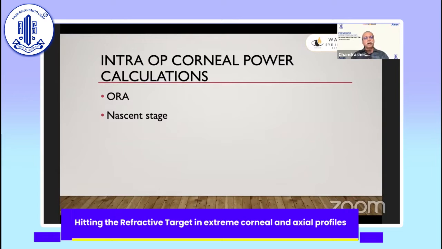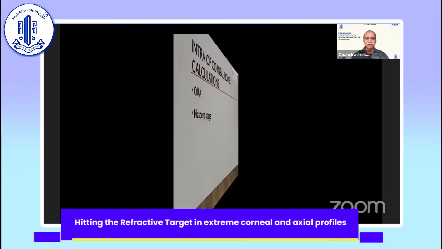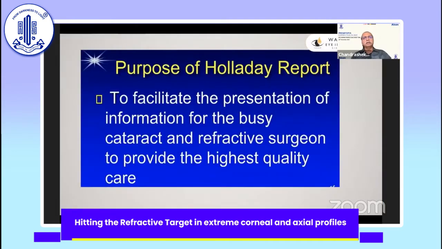Then there is intraoperative corneal power calculation with ORA. Let us skip this because I feel that it is in the nascent stage. Now, EKR or the Holladay report, which is a part of the Pentacam.